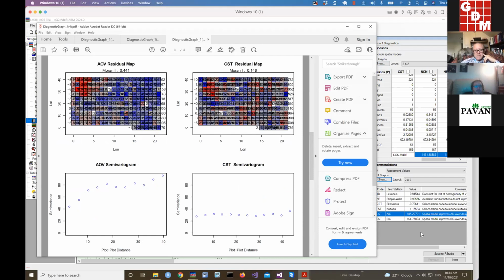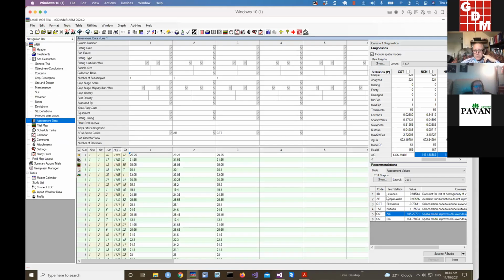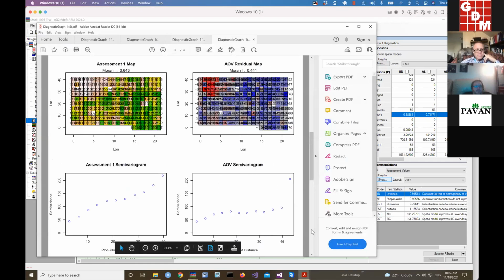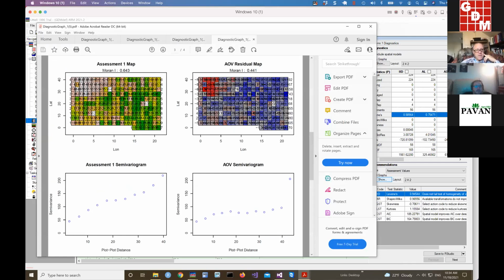Let's go back and show what the trial assessment map looks like in the residuals diagnostics plots. We see this quarter of the field here has a low yielding part, and then the lower right, or roughly the right third of the field, is high yielding. And so our arrangement of blocks does not capture the spatial heterogeneity.